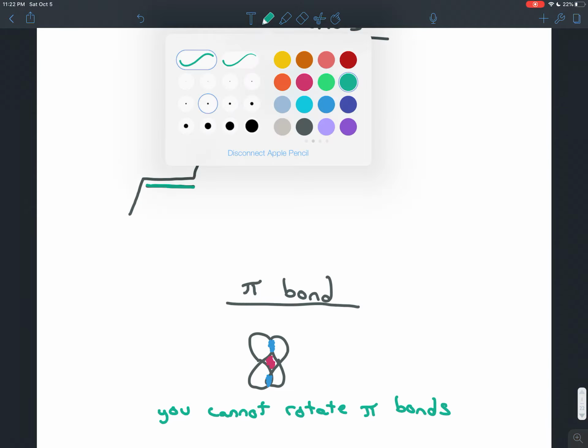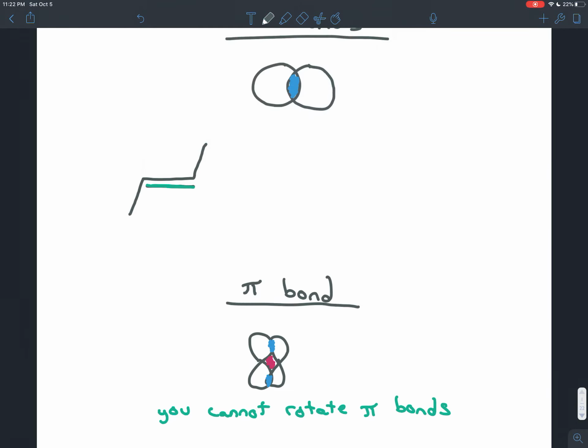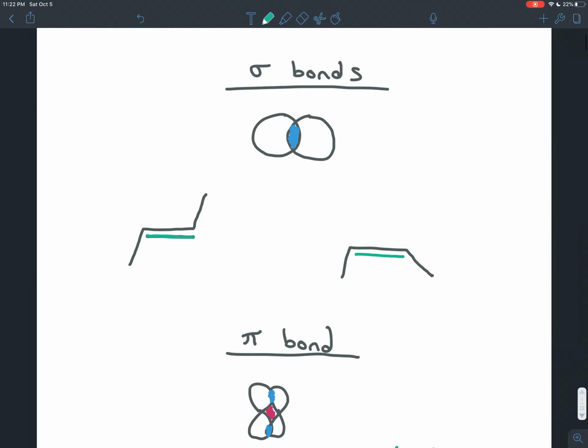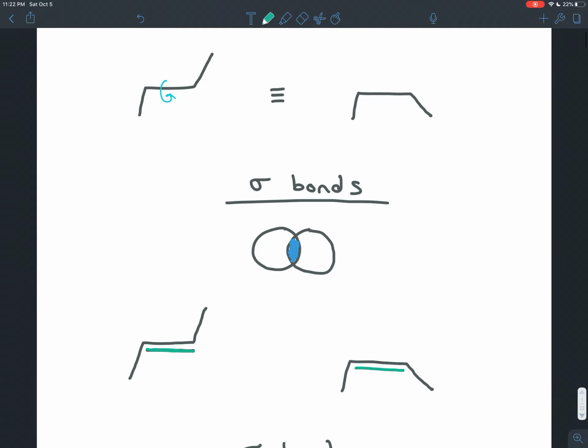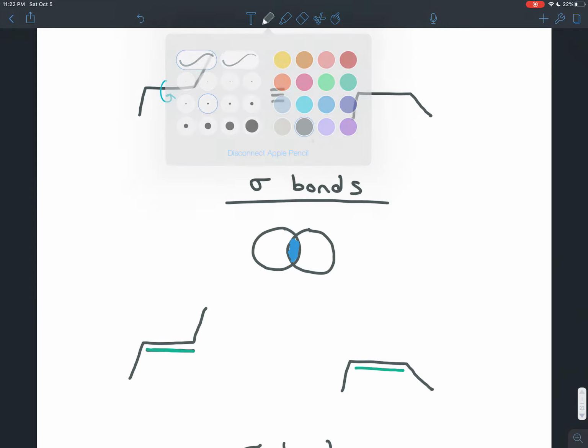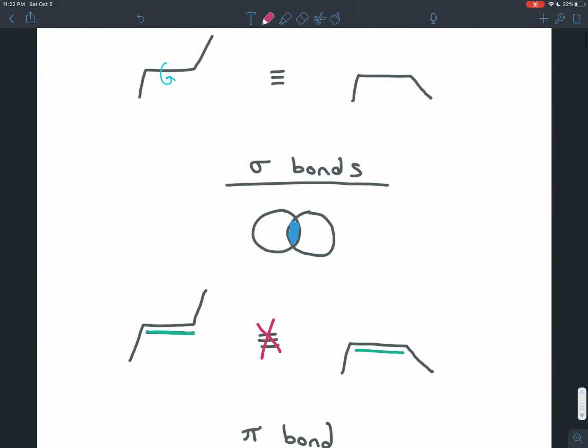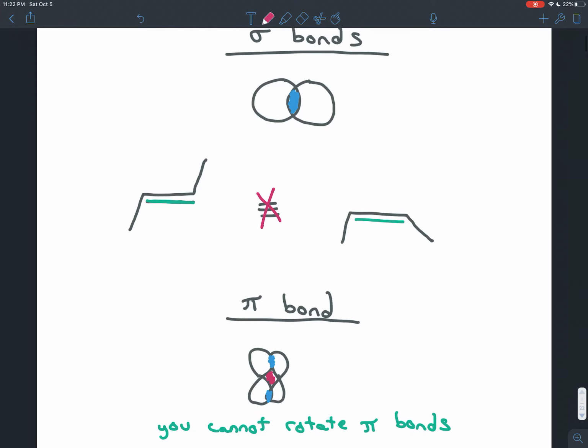So you can't rotate pi bonds, which means that this molecule on the left and this other molecule on the right, those are different molecules. On the top, because you could rotate that bond, the molecule on the left and the right were the same. But here, because you cannot rotate these molecules, those molecules are not the same. They are different.